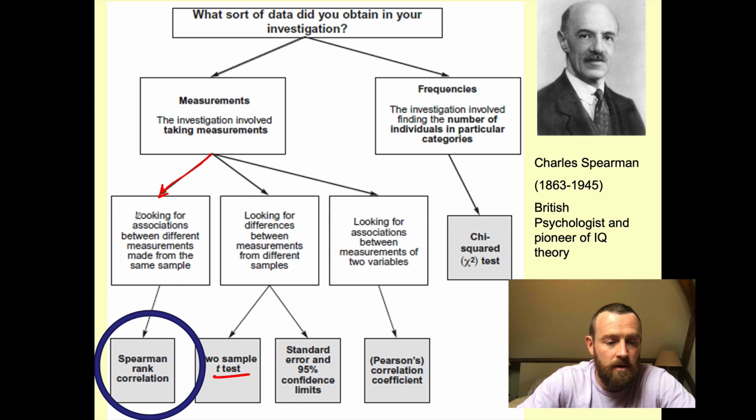is used when we're looking at associations between different measurements made from the sample taken. So, for example, we're looking to see if there's an association between a person's body mass and the number of kilometers they run per week, for example. That was one of the ones we looked at the beginning. So, let's do a worked example.